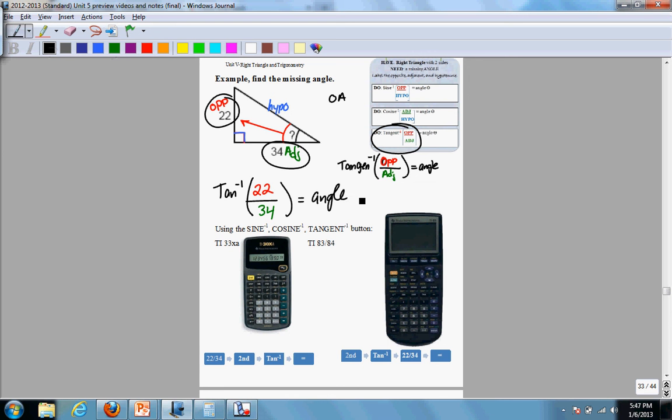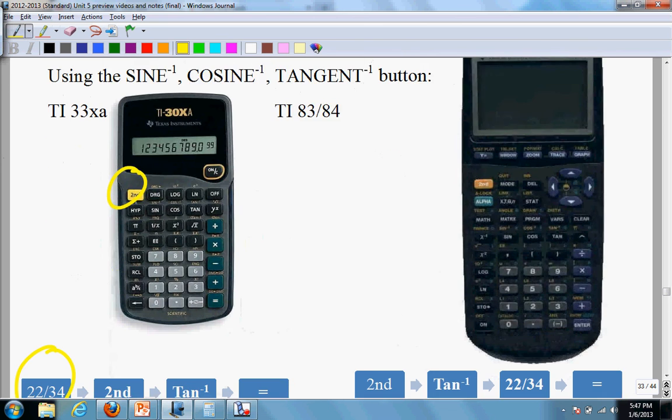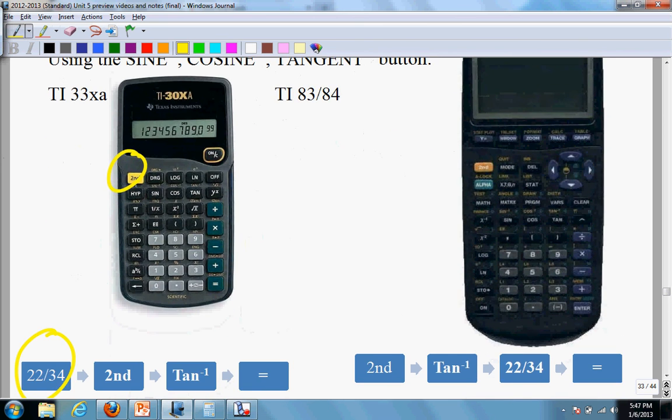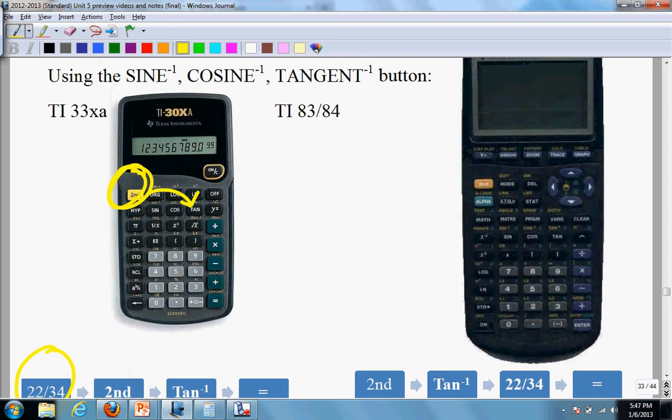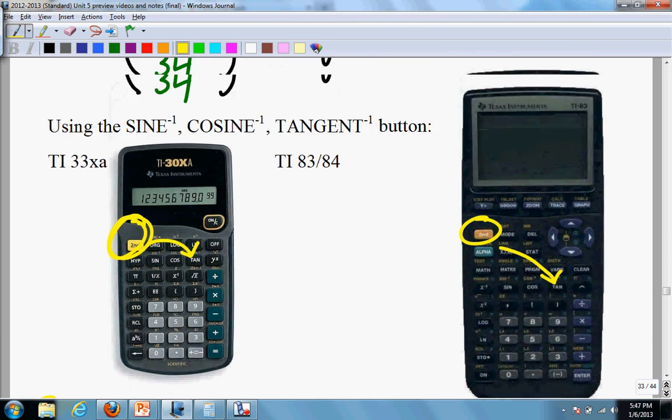Now, how do you do this on your calculator? There's two ways. On the smaller calculators, we do 23 divided by 24 first, then hit the second function, and then the tangent. So if I want inverse tan, I do 23 divided by 24, I get a decimal, and then I hit the second function and then the tangent button. On these larger calculators, you do second function first, then the tangent button, and then the decimal.